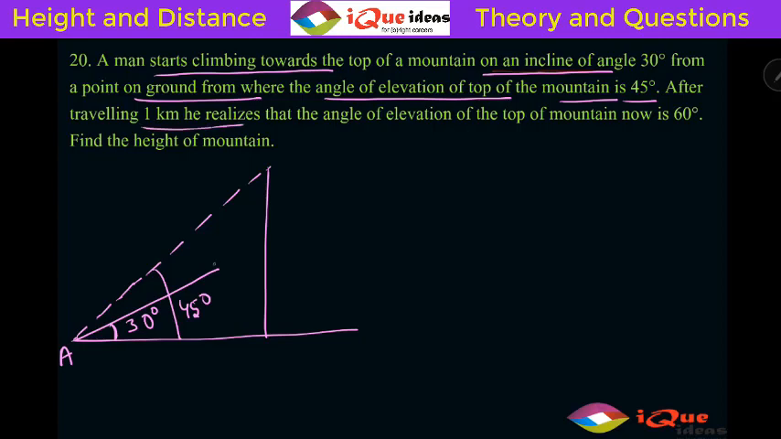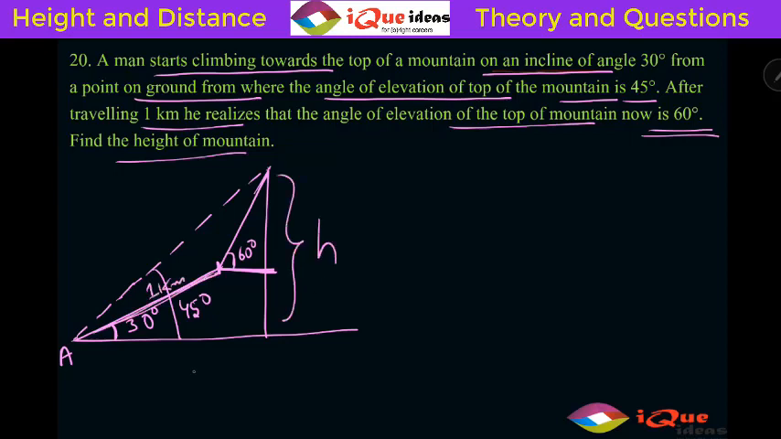After traveling 1 kilometer, suppose he has traveled 1 kilometer to this point. From this point, suppose this is the horizontal line, and when he looks up, this angle is 60 degree. The new angle of elevation is 60 degree. Alright. Find the height of mountain. Perfect. So this distance is 1 kilometer. This height is H. From this point drop a perpendicular. So this will become a rectangle. Let's give some names. So A, B, C, D, E and F.